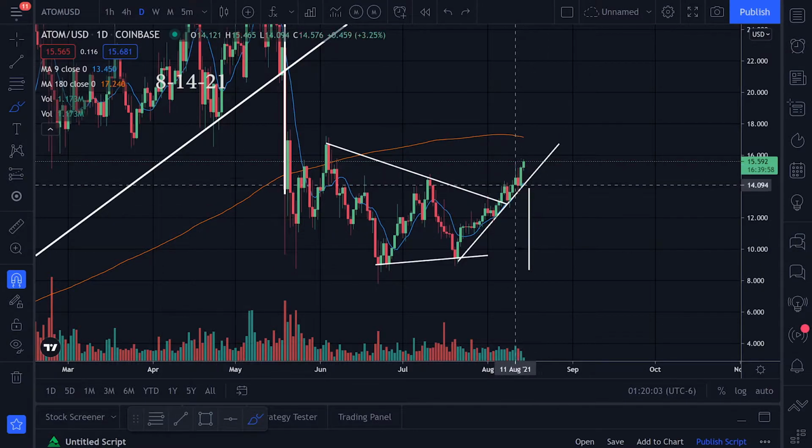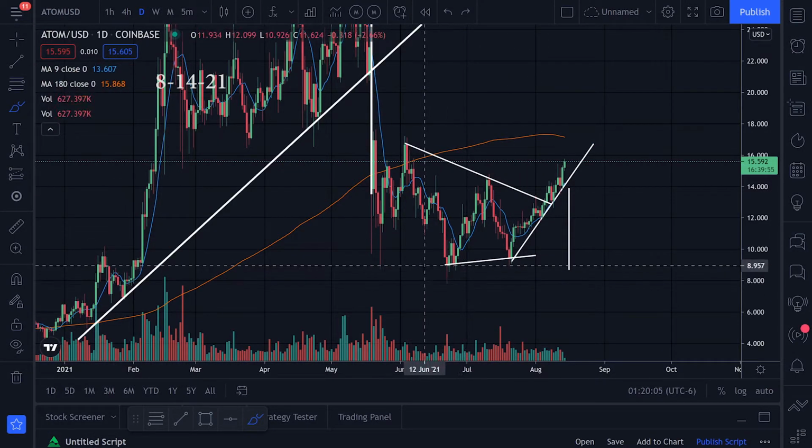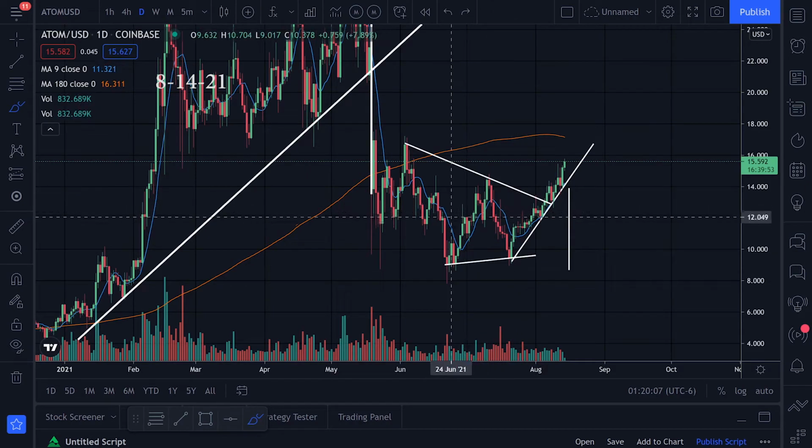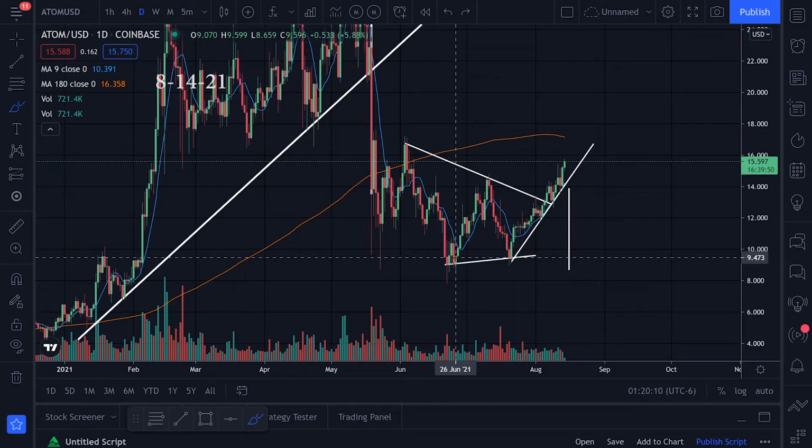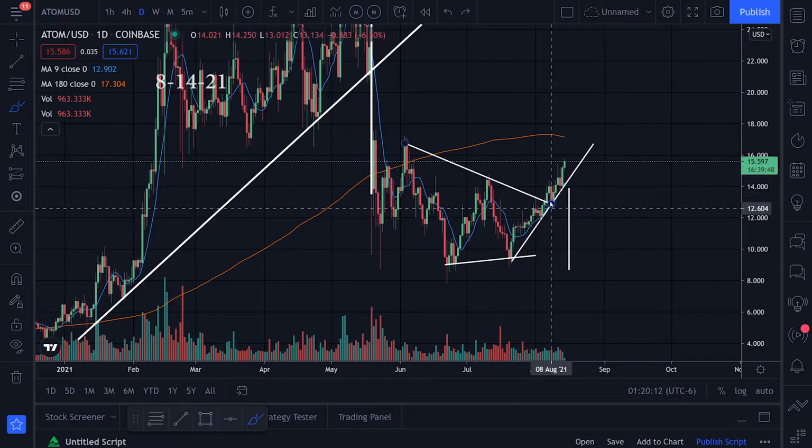So yeah, I've actually been dollar cost averaging into Cosmos for a while. So yeah, this is looking pretty good for it.